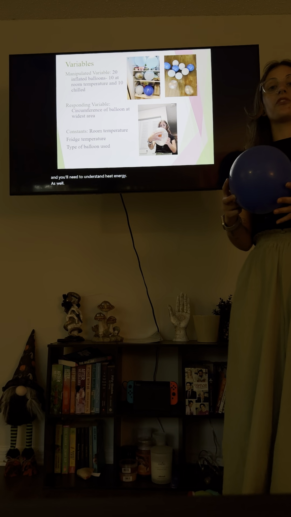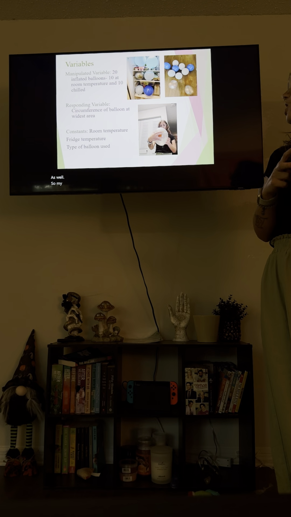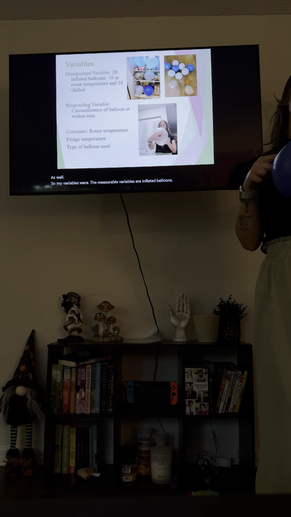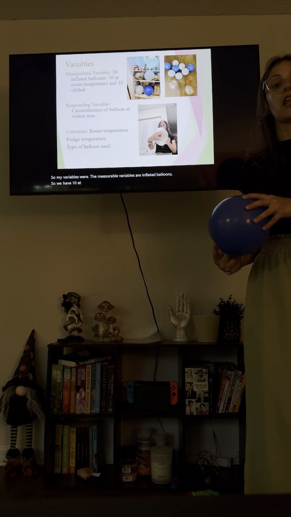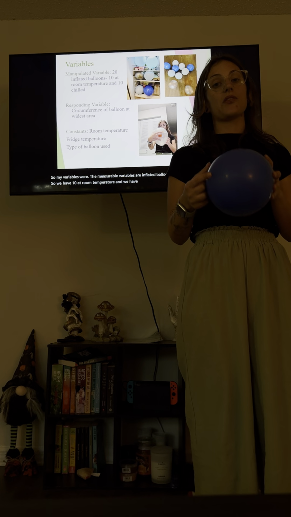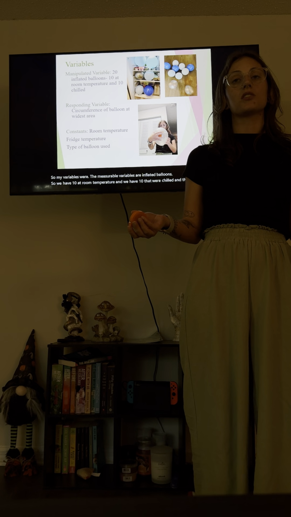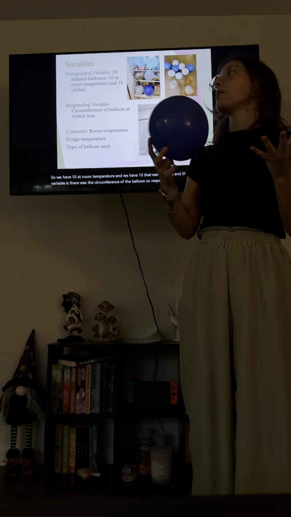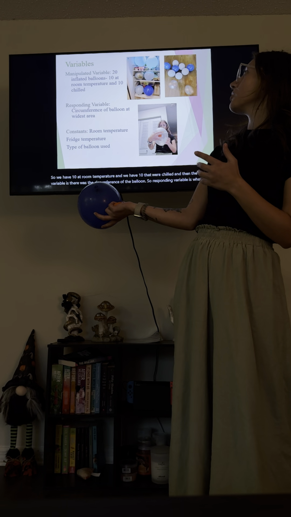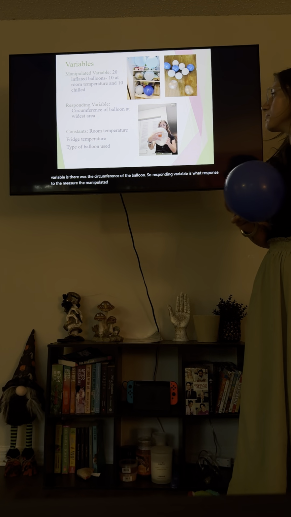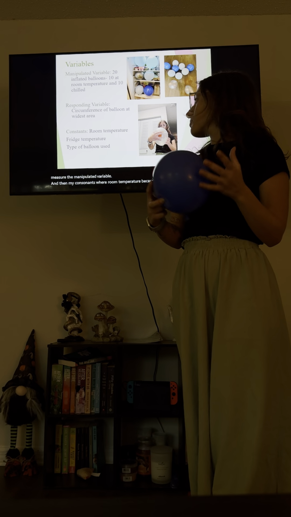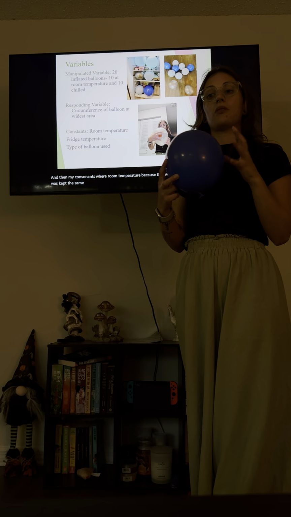For my variables, the manipulated variables are inflated balloons. We have 10 at room temperature, and 10 that were chilled, and then the responding variable is the circumference of the balloon. The responding variable is what responds to the manipulated variable. And then my constants were room temperature, because that was kept the same, the fridge temperature was kept the same, and the type of balloon that was used, those were all the same.